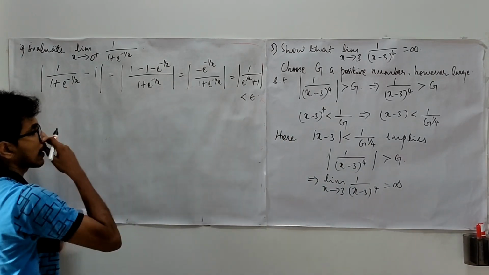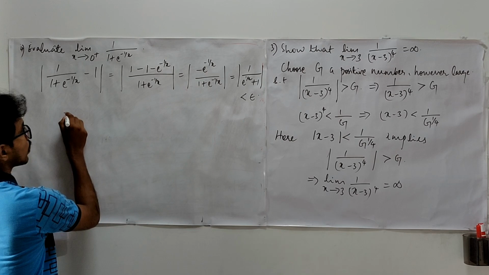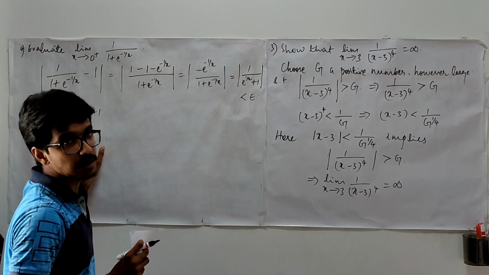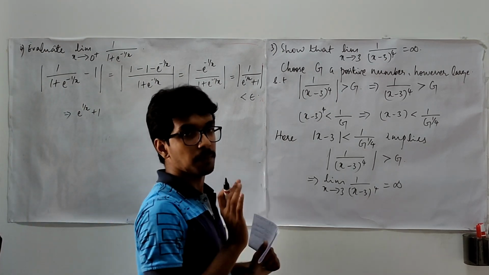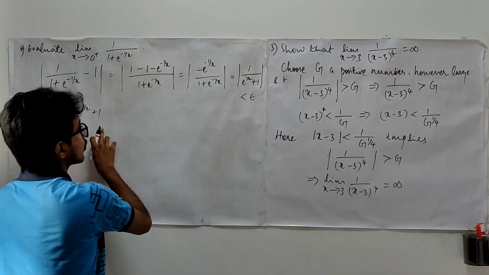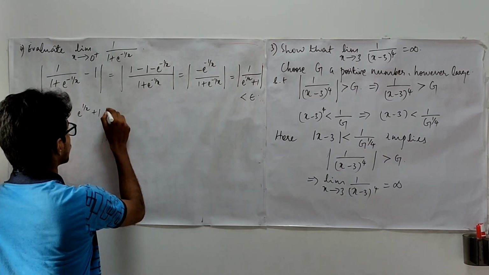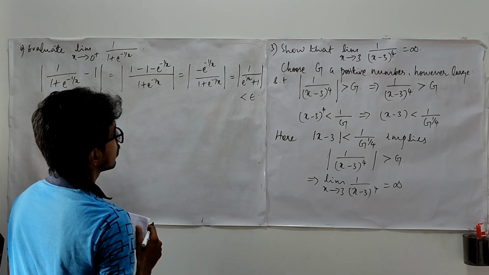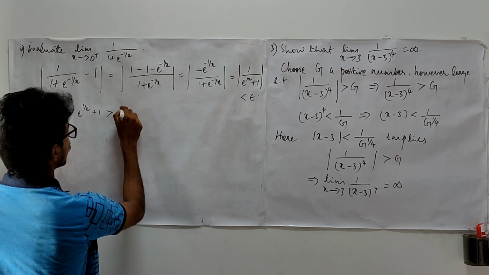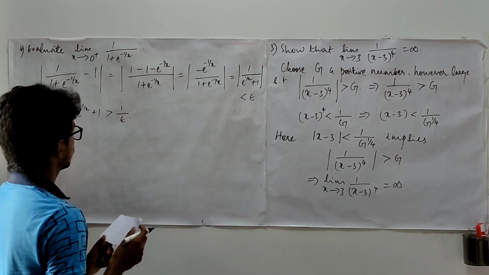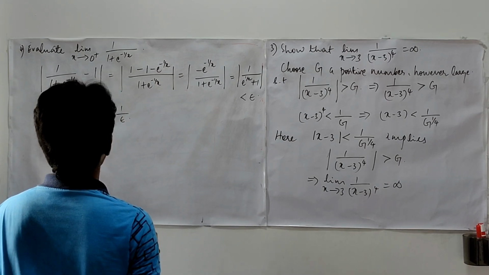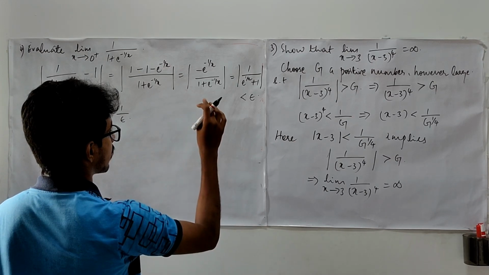So when we take it like this, you may see that e to the power 1 upon x plus 1 is always a positive quantity, right? The exponential is a positive function. So this quantity is going to be positive, and when we take the reciprocal, we are expecting to get a thing bigger than 1 upon epsilon, right? Let us take it this way.